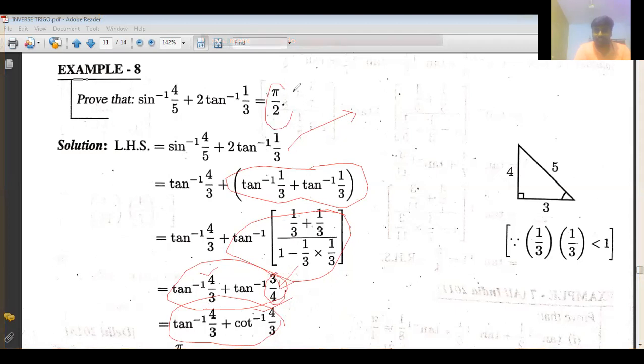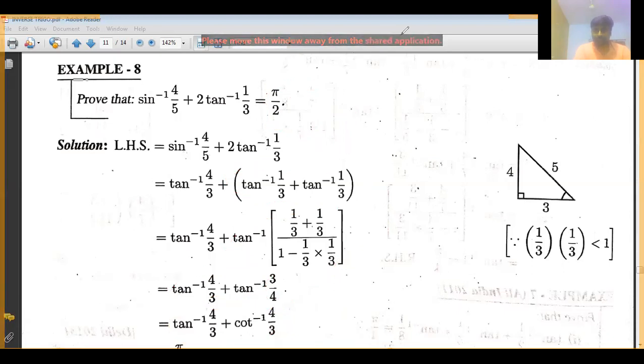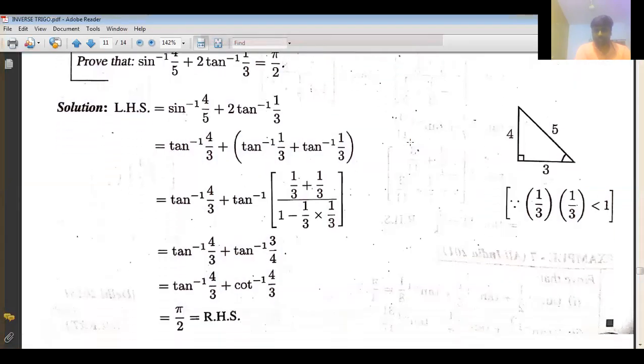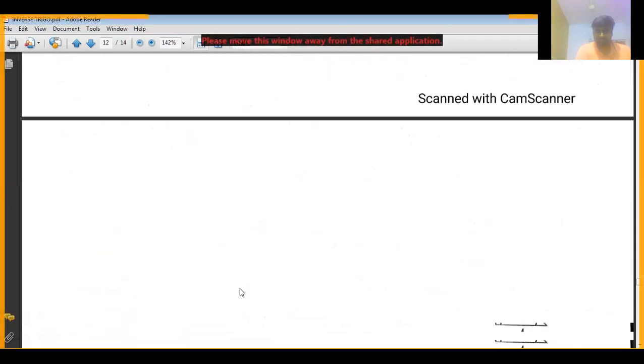Whenever the answer is given with pi by 2, compulsorily we will get that result in the form of tan inverse of x plus cot inverse of x only, or sin inverse of x plus cos inverse of x only, pi by 2. Secant inverse of x plus cosecant inverse of x only, pi by 2. Okay, to get pi by 2, those results only we will get, which we discussed before. What are those? Sin inverse of x plus cos inverse of x, pi by 2. Tan inverse of x plus cot inverse of x, pi by 2. Secant inverse of x plus cosecant inverse of x, that is also pi by 2. So let us go for the next problem in this.